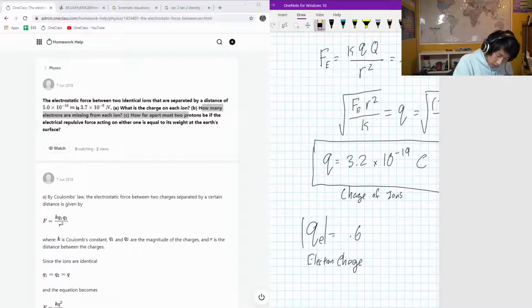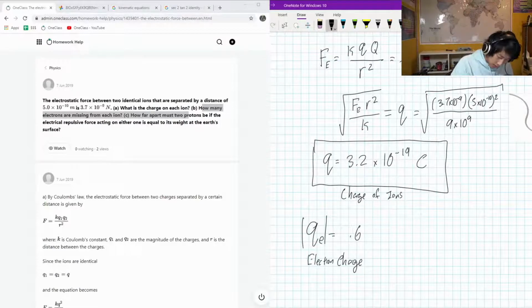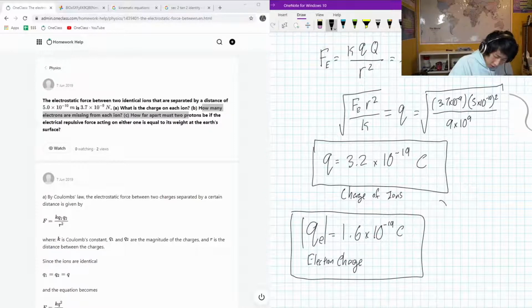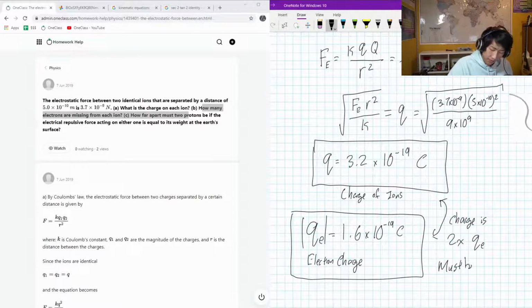Oops. Let's get my pen back. 1.6 times 10 to the negative 19 coulombs. Since the charge is double the electron charge, it must be 2 electrons. 2 electrons missing, that is, or 2 electrons gained.